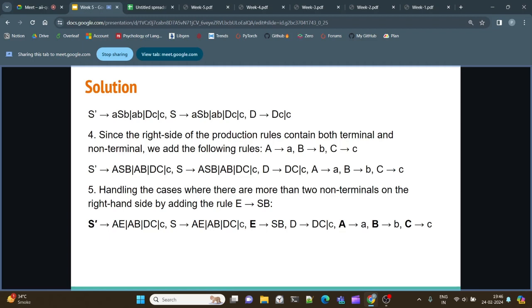The process for deriving the solution is also recorded in the sessions. The steps to be followed are to replace terminals with non-terminals. There should not be more than two non-terminals on the right hand side.